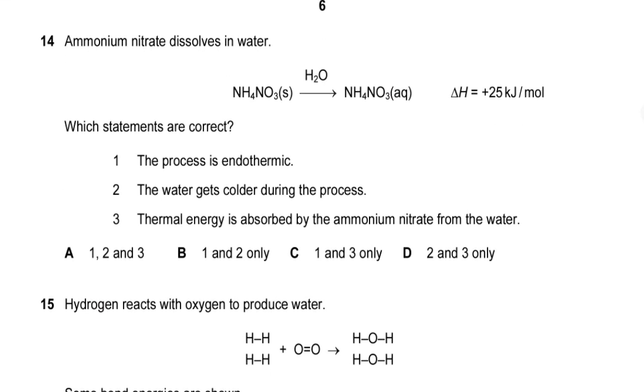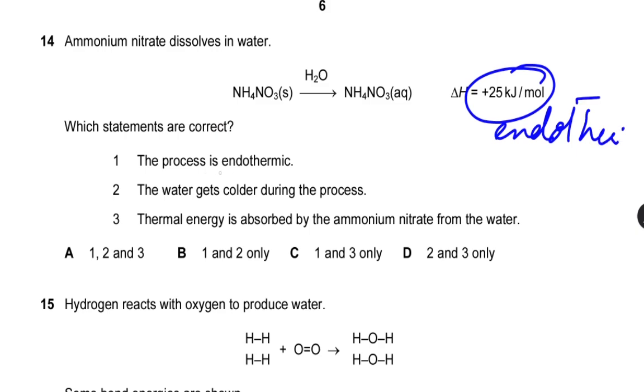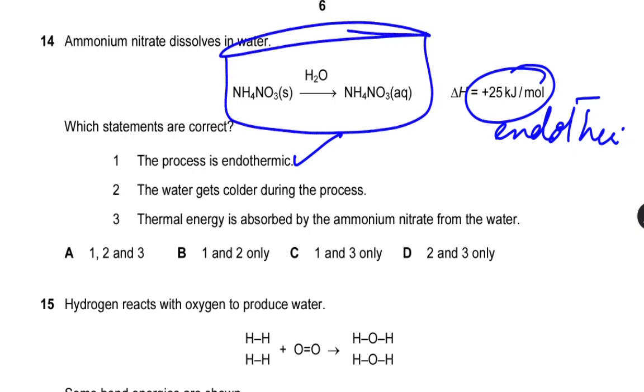Ammonium nitrate dissolves in water. Which statements are correct? This positive sign shows that this reaction is endothermic. This process is endothermic. The water gets colder. Yes. When the procedure takes place, the beaker and the surrounding will become cool. So the water gets cool and the temperature drops.